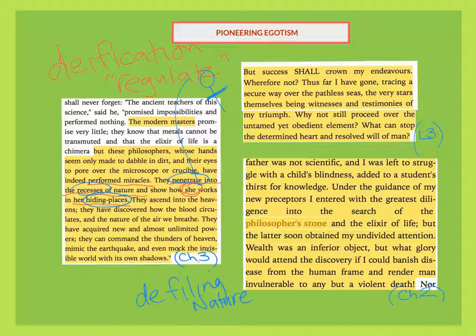Massive sense of hyperbole here. "They have acquired new, almost unlimited powers." Prometheus, the modern Prometheus, heat and light, command of science. "They can command the thunders of heaven", not last time I looked, "mimic the earthquake, and even mock the invisible world with its own shadows." Okay, so this is sort of glowing praise towards the Enlightenment and what it has benefited mankind. So Monsieur Waldman is obviously elevating such minds to sort of deified heights again.